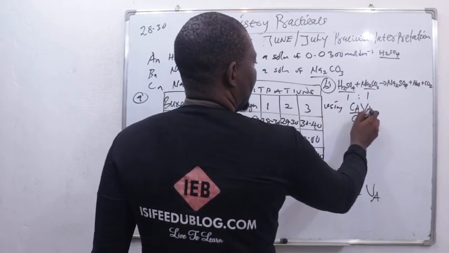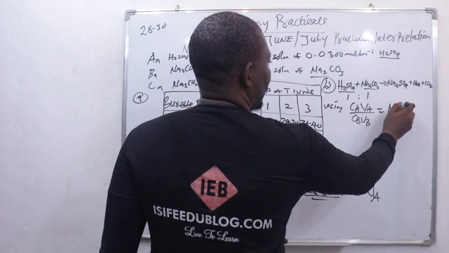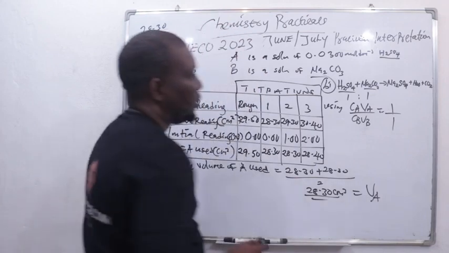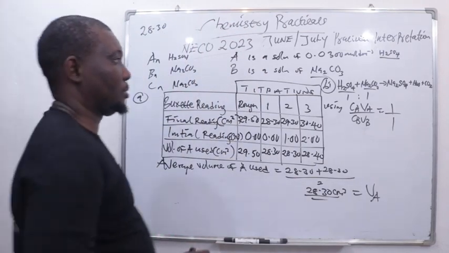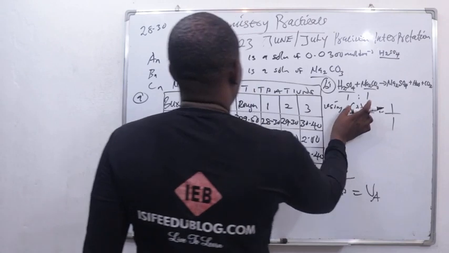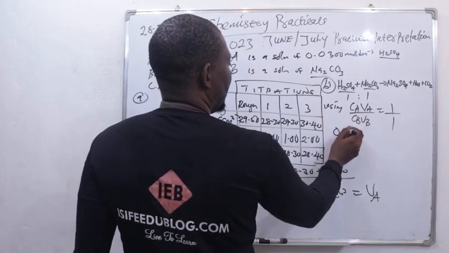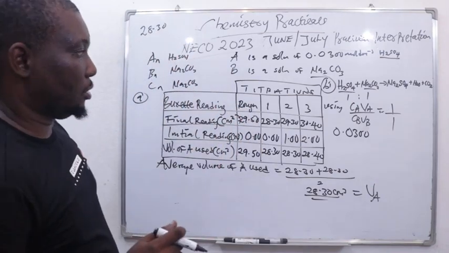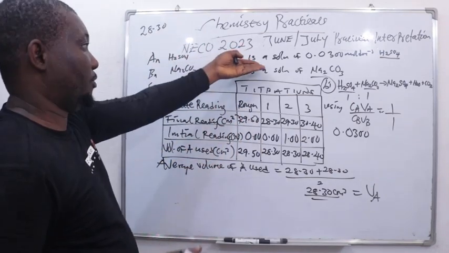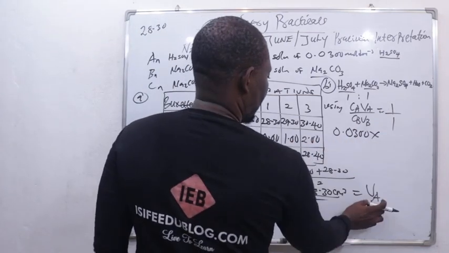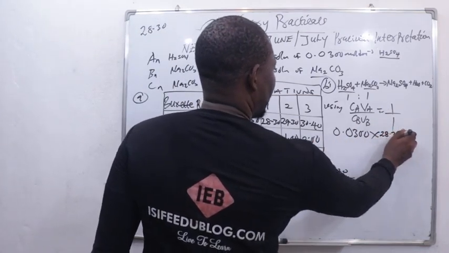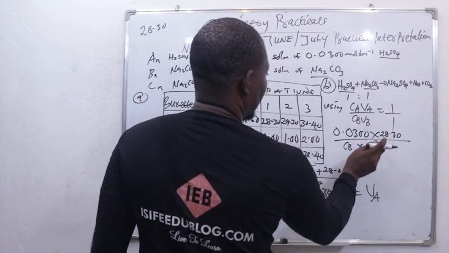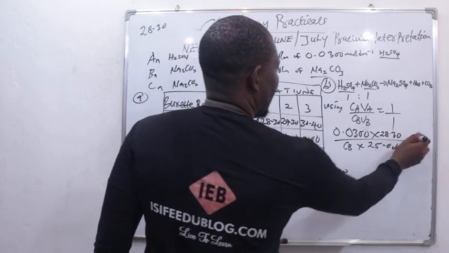So here we're going to be using CaVa over CbVb equals Na over Nb, or don't waste time, 1 over 1. So we substitute immediately. What is your Ca? Look at it here, 0.0300, from the information in the question. This is one of the pieces of information, times 28.30, upon Cb times the volume given. You must record this in the table, over 1.